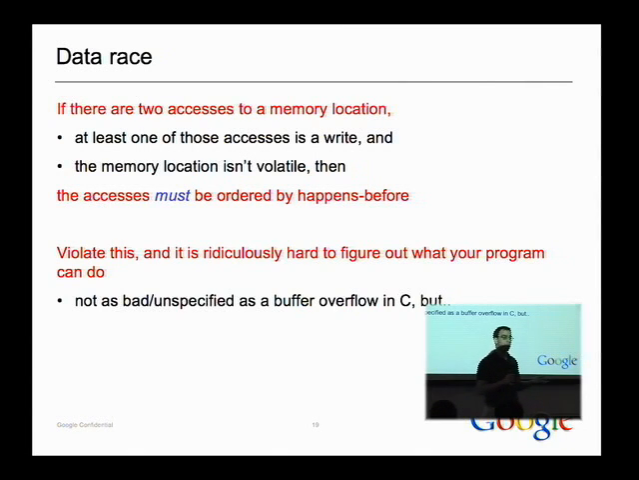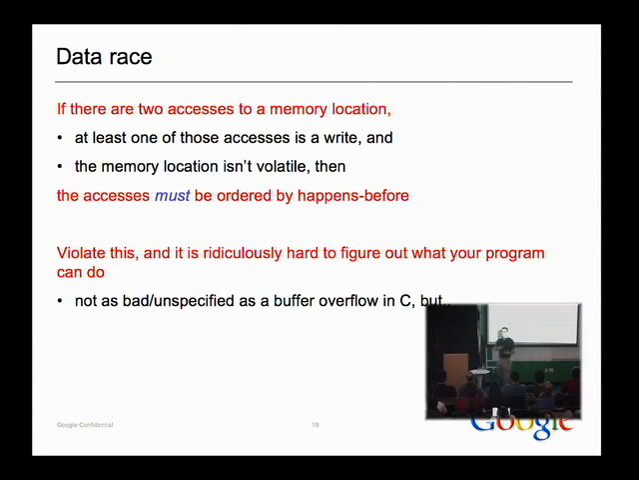If you violate this property, if you have data races in your program, it's really hard to figure out what your program is going to do, because the compiler and the processor, in addition to not having locking and all of those good things, are going to conspire to violate what you think might happen. It's not as unspecified as a buffer overflow in C. We were very careful about that when designing the memory model. But it's still kind of hard to figure out what's going on.